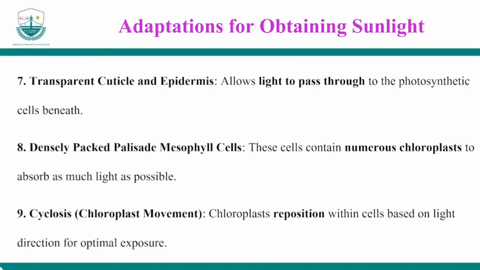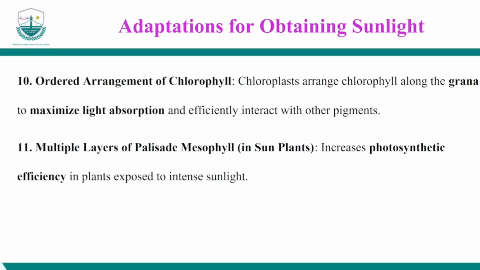These chloroplasts are actually not static, and they can actually move. That means that they can reposition to the direction of light. So that's the process that we call cyclosis, the process of chloroplast movement within the palisade cells. The ordered arrangement of chlorophyll is also another important adaptation that plants have to maximize light absorption.